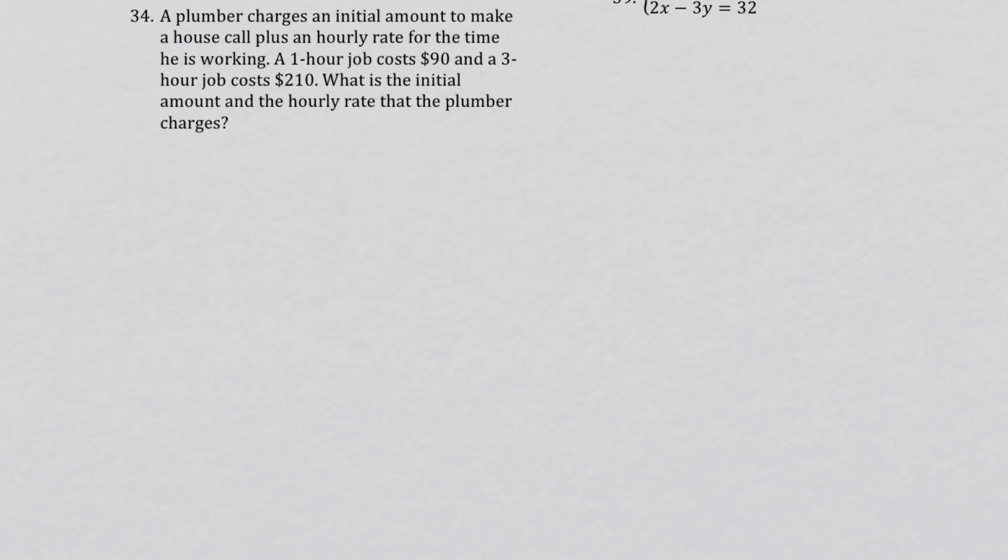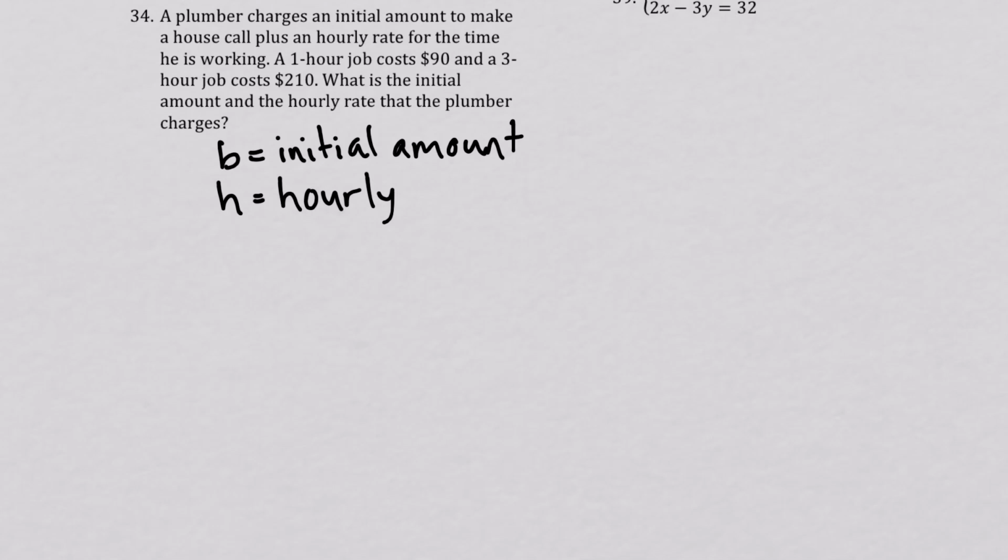Okay, so watch. The question is, what is the initial amount and what is the hourly rate that the plumber charges? So I'm going to choose variables for that. For the initial amount, I'm going to use B because it usually represents our initial amount, the initial amount that he charges. For the hourly rate, we can use H or R for rate, or you can use M because it's a rate of change, right?